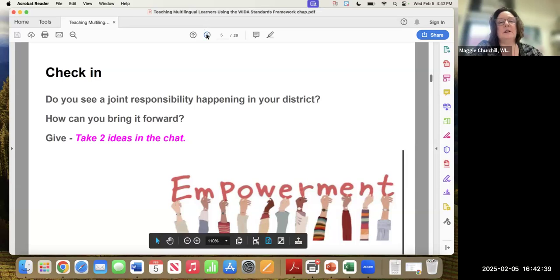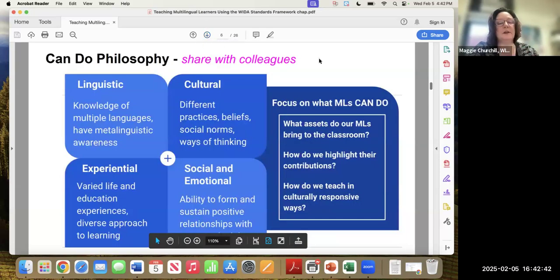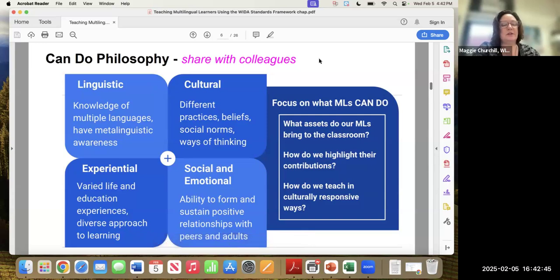Okay, so thank you for sharing that. Okay. And so this is also another great slide to share with colleagues. As I mentioned, I don't own any of this information. This slide in particular is taken from WIDA. I like how it's set up, but it really does focus on the asset-based perspective for multilingual learners, which is also a requirement in the code as well. That we need to develop the can-do philosophies, that our colleagues see our students as contributors to their classroom environments, because they already bring so much, right? They have linguistic knowledge. They already have knowledge of multiple languages and how they work, which is why they're called MLs.